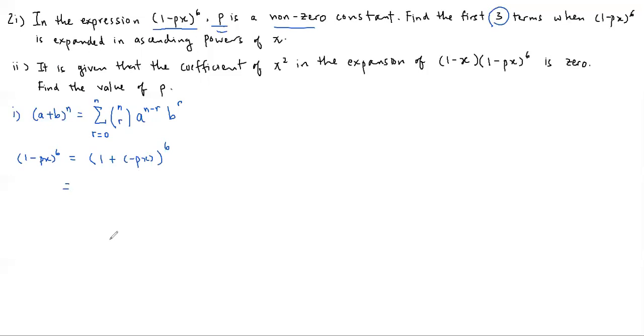negative px. Applying the binomial theorem, you have 6c0, 1 to the 6, negative px to the 0 for the first term. The second term, you have 6c1, 1 to the 5, negative px to the 1. And the third term, you have 6c2, 1 to the 4, negative px to the 2. That gives you the first 3 terms.